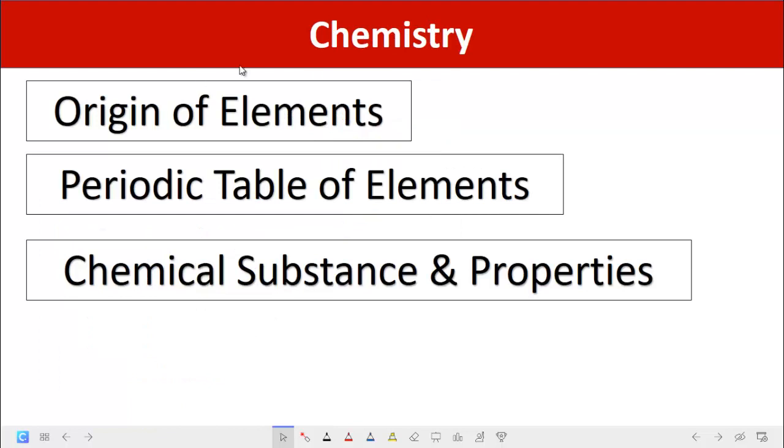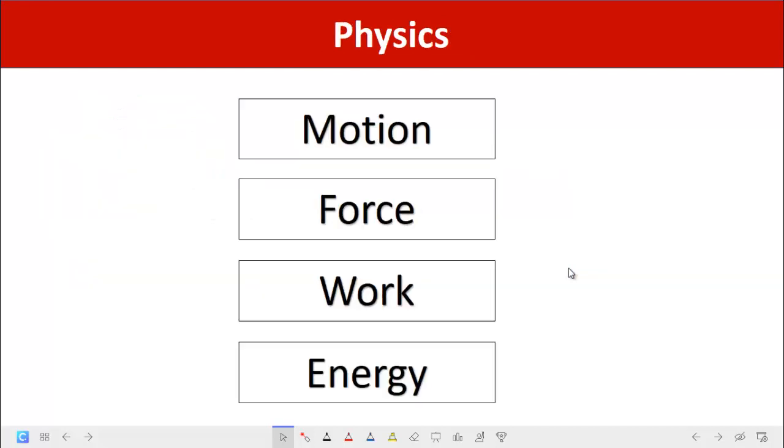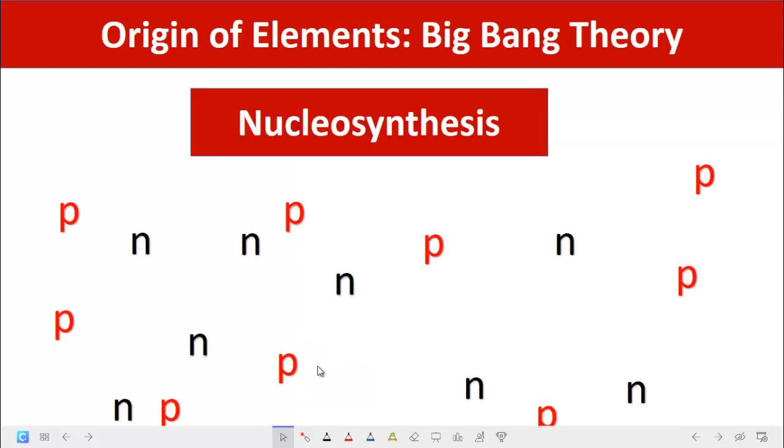First, in the midterm, we'll talk about the origin of elements for chemistry, the periodic table of elements, and chemical substances and properties. And for the physics, we'll learn about motion, force, work, and energy. So the Big Bang Theory is an expansion in which, in the beginning, there is a dot and it expands. This is a theory. And in the expansion, these particles scattered in space.